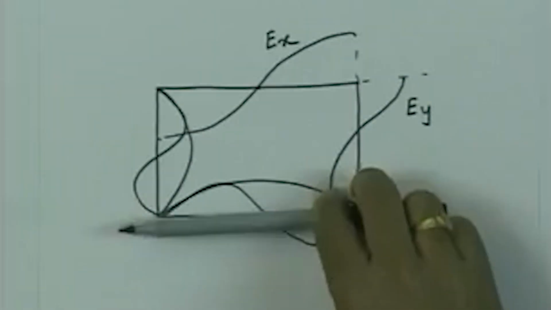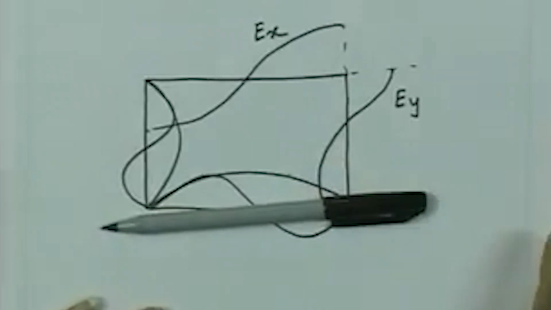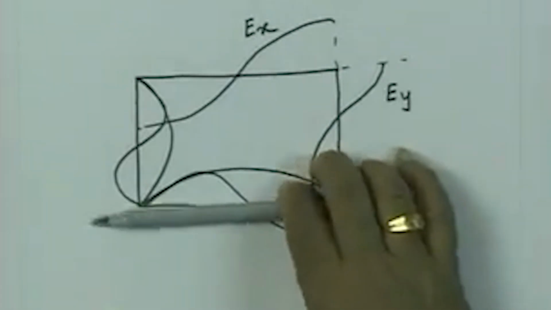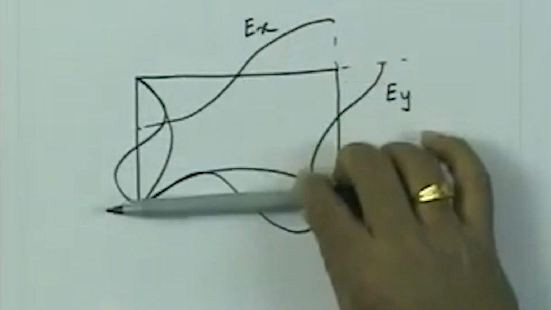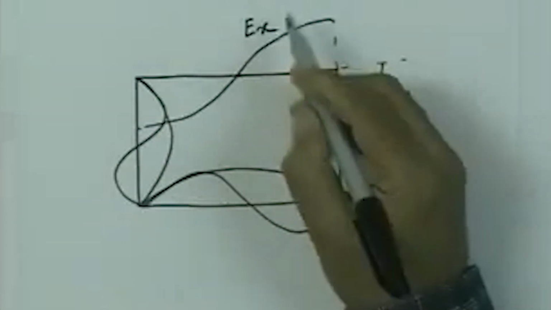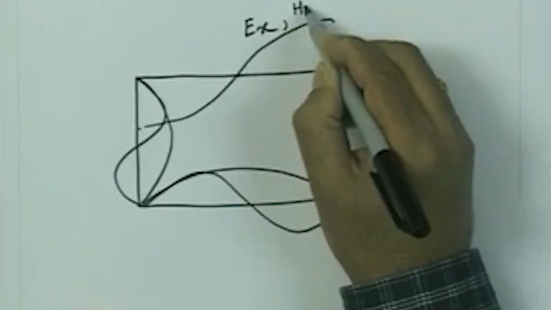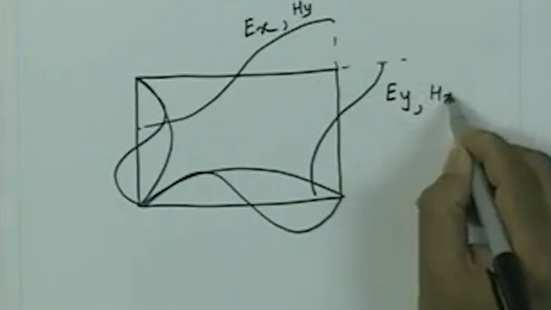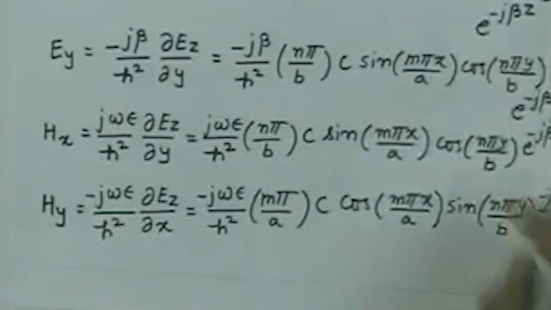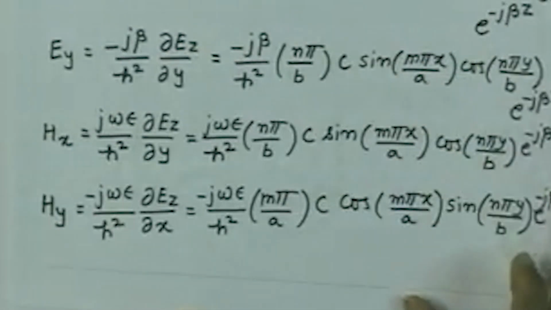So if I consider now a magnetic field which is x oriented, then it is cos variation in y direction, that means it is maximum here, 0 here, maximum here, because Ex and Hy have the same behavior, and Ey and Hx have the same behavior. If I compare these expressions, this is what essentially we see.